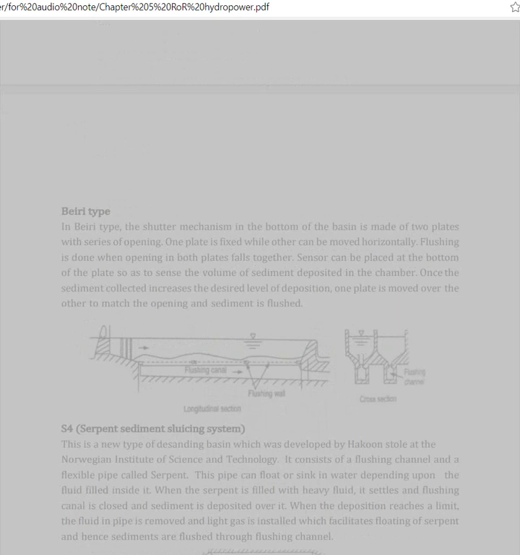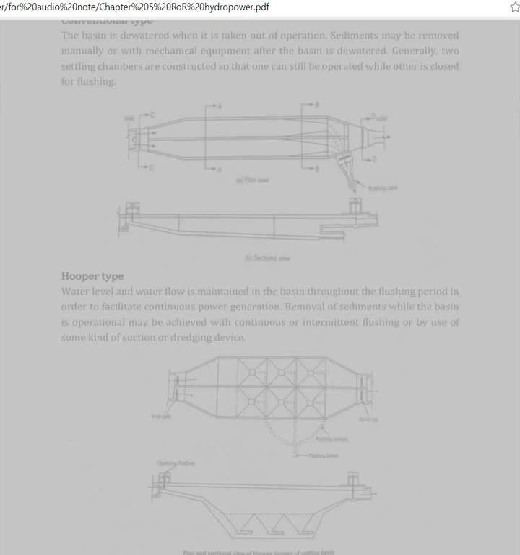112. 5.4.4 Different types of settling basin. Conventional type: the basin is dewatered when it is taken out of operation. Sediments may be removed manually or with mechanical equipment after the basin is dewatered. Generally, two settling chambers are constructed so that one can still be operated while the other is closed for flushing. Hopper type: water level and water flow is maintained in the basin throughout the flushing period in order to facilitate continuous power generation. Removal of sediments while the basin is operational may be achieved with continuous or intermittent flushing or by use of some kind of suction or dredging device.